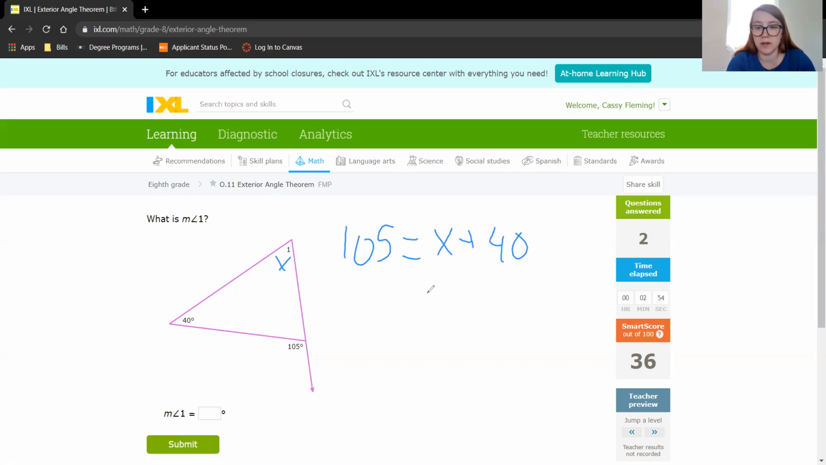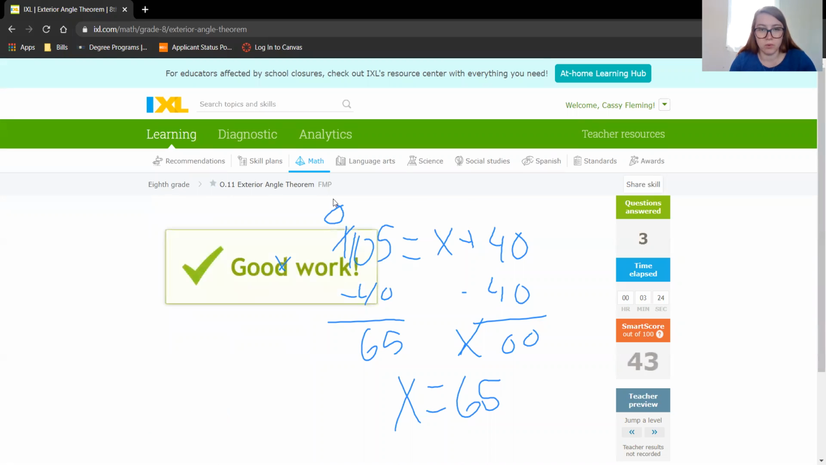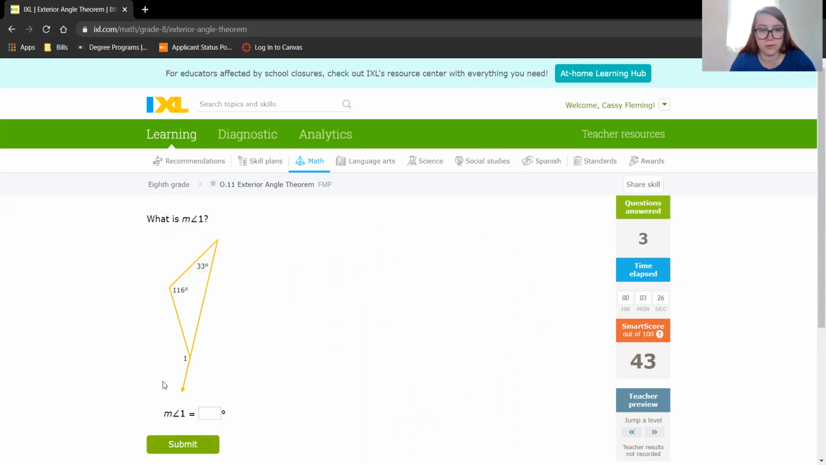We need to get that x by itself, so let's subtract 40 from both sides, because what you do to one, you have to do to the other. That's 0, so that's x. 5 minus 0 is 5. Can't do 0 minus 4. That crosses out. 10 minus 4 is 6. X is equal to 65. Let's plug that in. Boom. Let's do another one.